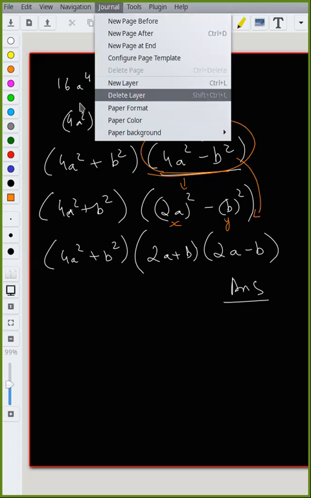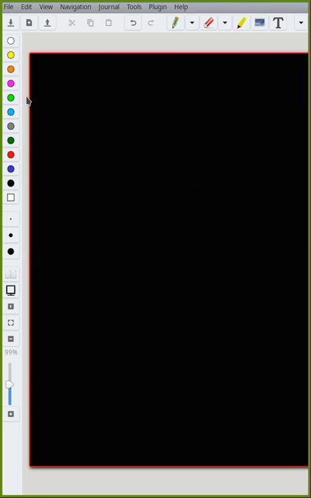Do this one. 16x squared minus y squared plus 4yz minus 4z squared. Think and do it.